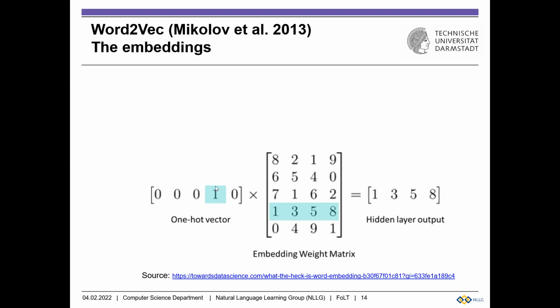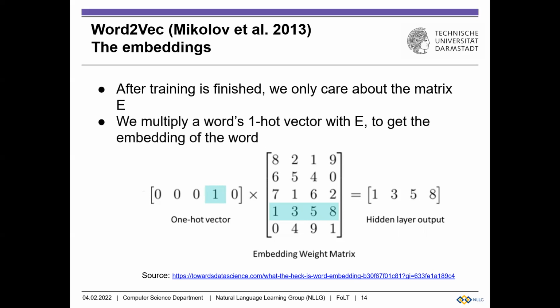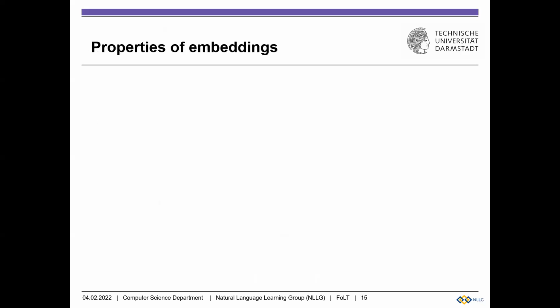Now, if we multiply a one-hot vector with a matrix in this manner, what we get out is the nth or the kth row. In this case, it's going to be the 4th row. So we're going to get out the fourth row of this matrix, and this is going to be the embedding of the 4th word. After training is finished, we only care about this matrix E. We multiply a word's one-hot vector with E to get the embedding of this word.